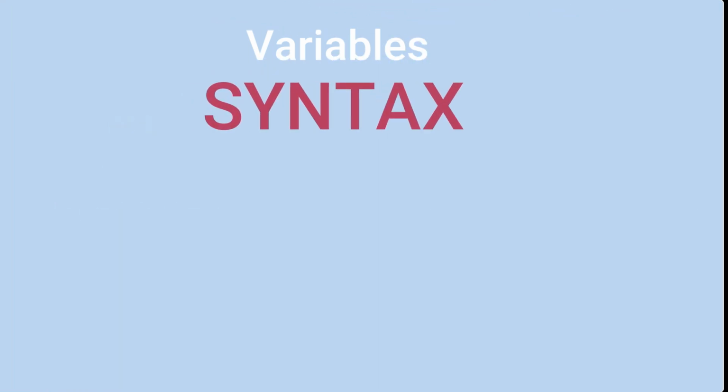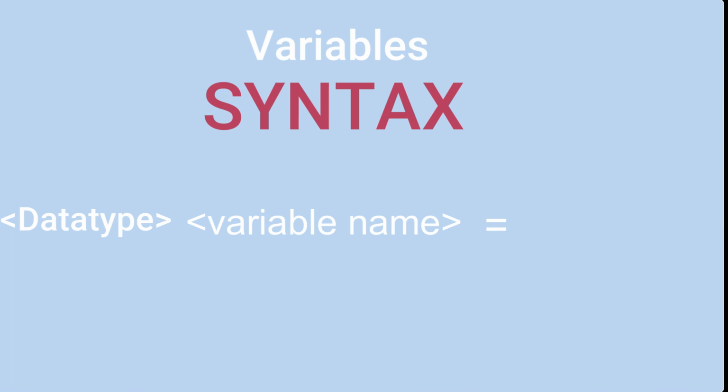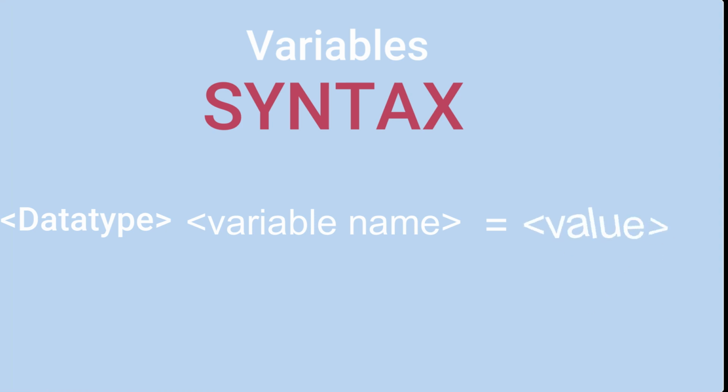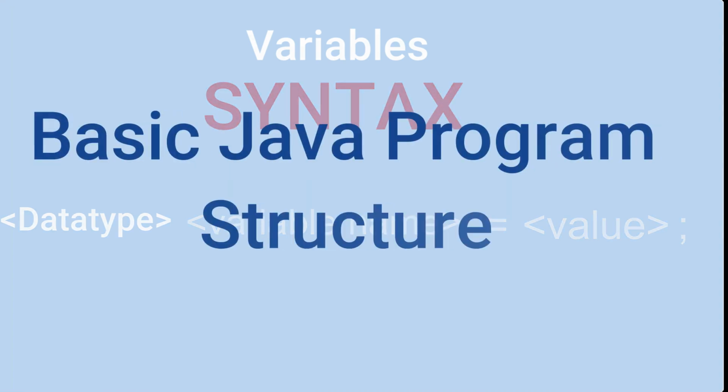So the syntax for declaring a variable is data type, variable name, and you need to have this equals operator. We call it the assignment operator. Even though we casually call it equal to, that is an assignment operator. Here, whatever the value is, this is the syntax for declaring a variable. In Java, every Java statement should end with a semicolon. Then only the compiler will know that this is the end of the statement.